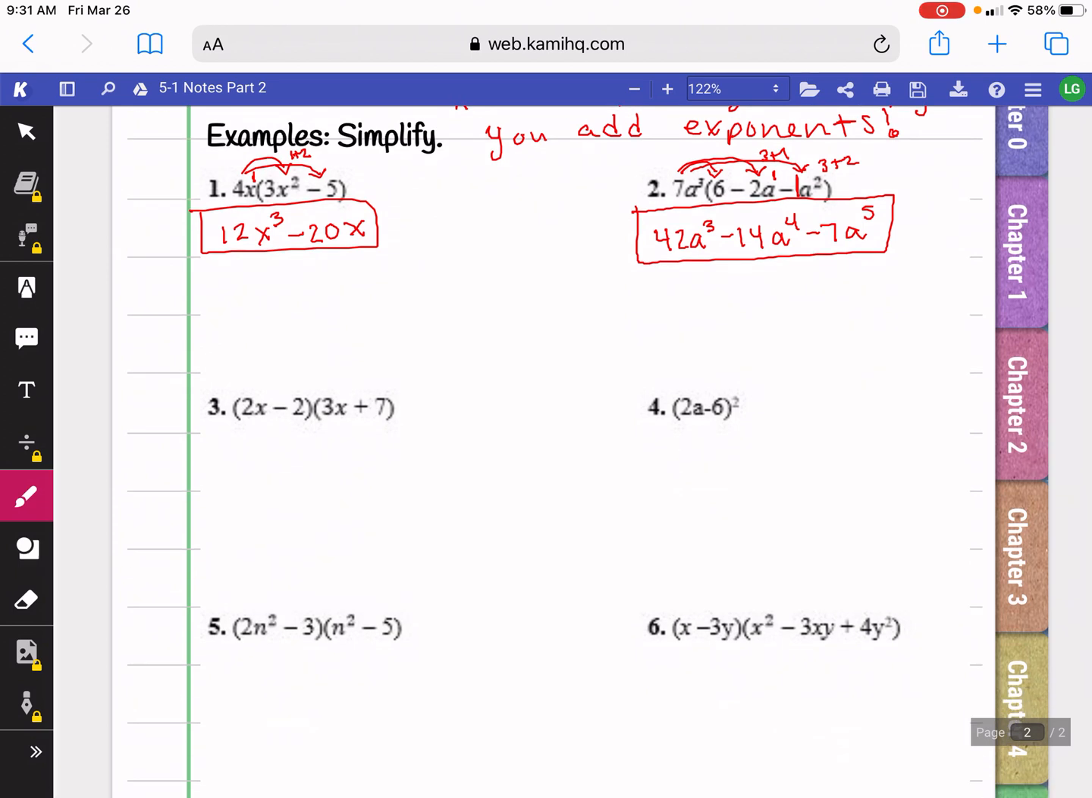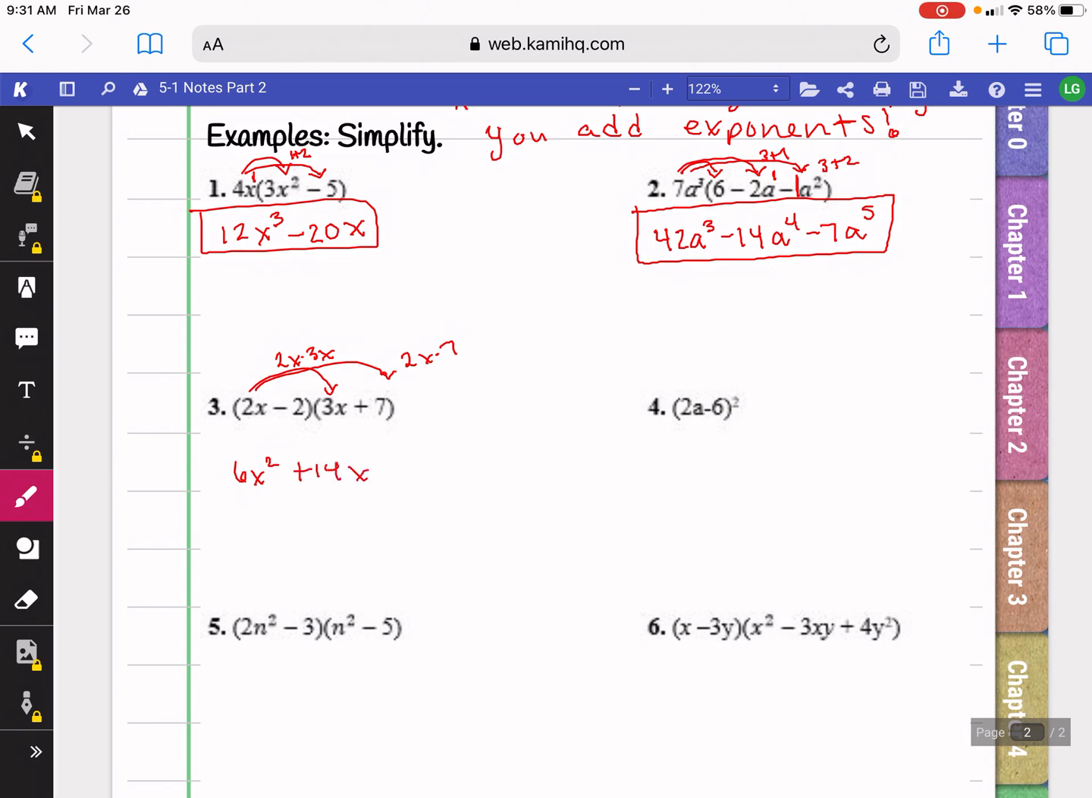Question 3 is also a multiplication problem. Here, though, we're going to have to distribute several times. So I'm going to start by distributing the 2x to everything. So I'm going to do 2x times 3x. That comes out to 6x squared. Then I'm going to do 2x times 7, which is 14x.